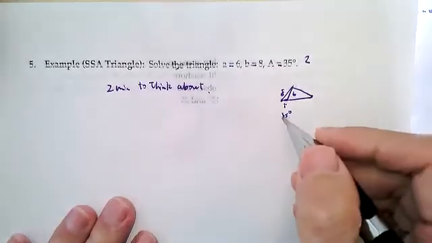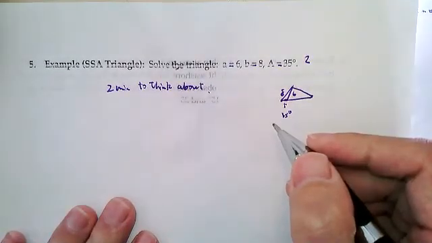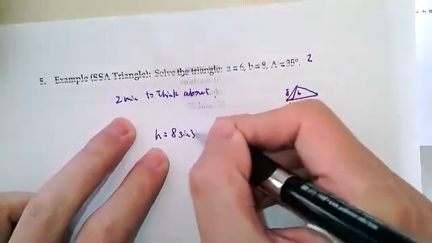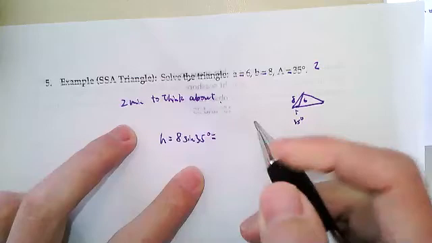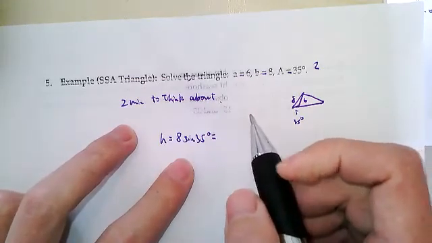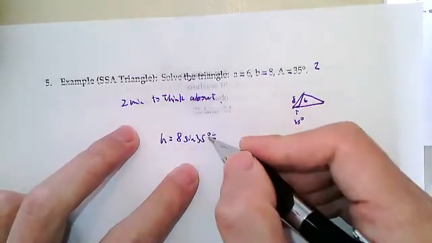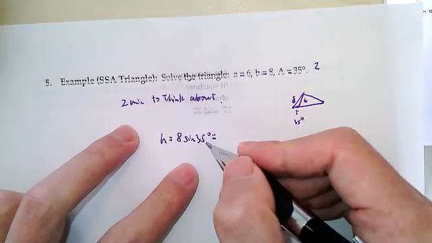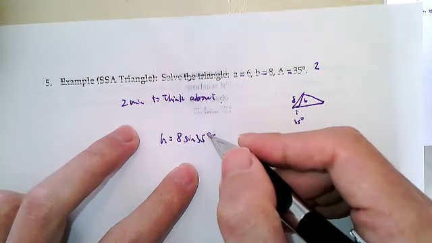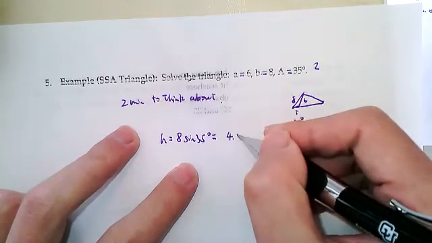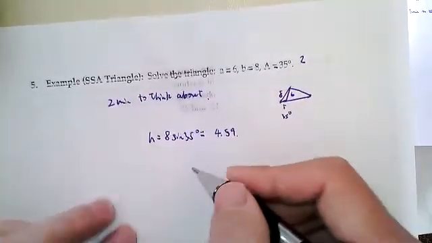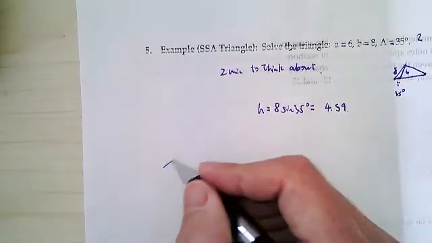So with that one, what I ended up doing was 8 sine of 35 degrees divided by 6. Okay, so here's the thing. Let's first figure out the height. Can anyone tell me what the height is? That is 4.59. Very good, 4.59.